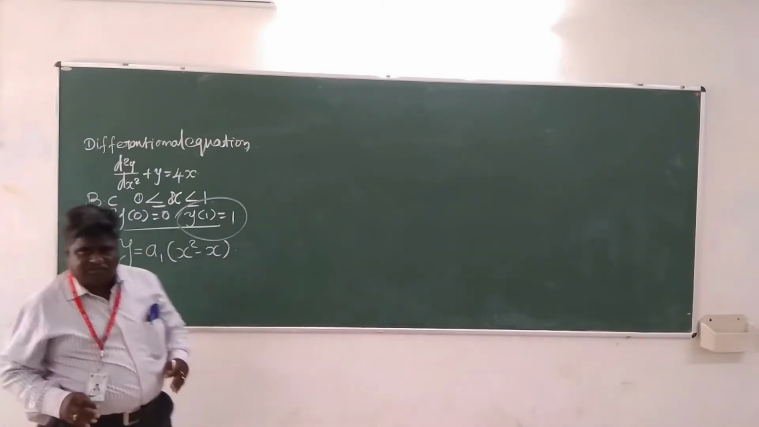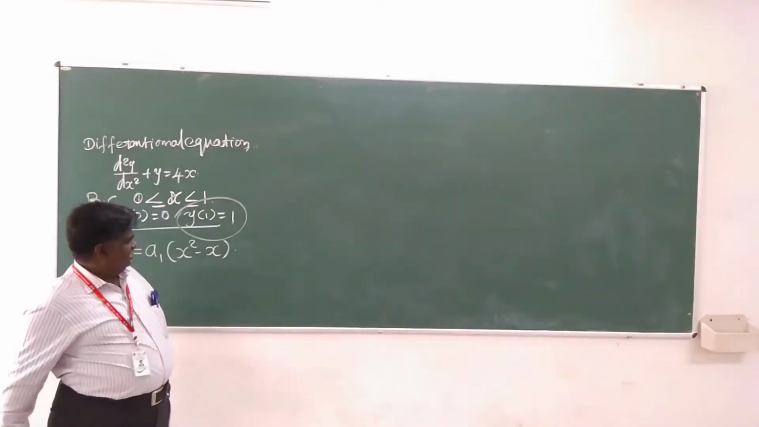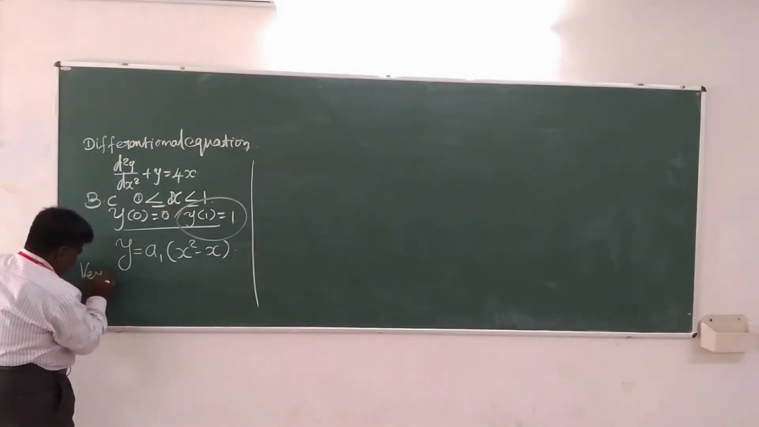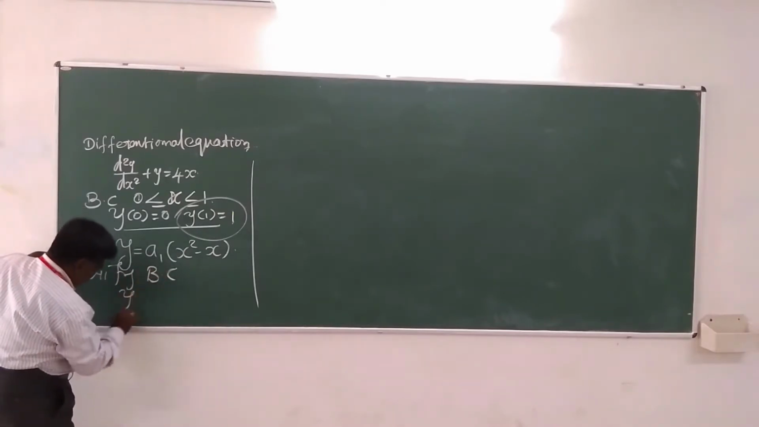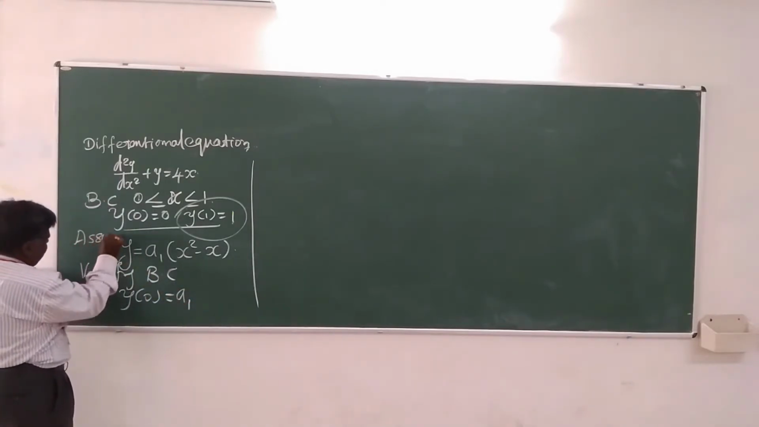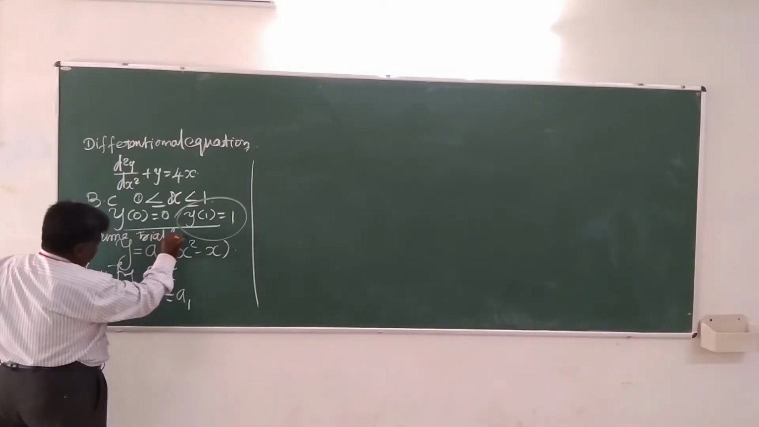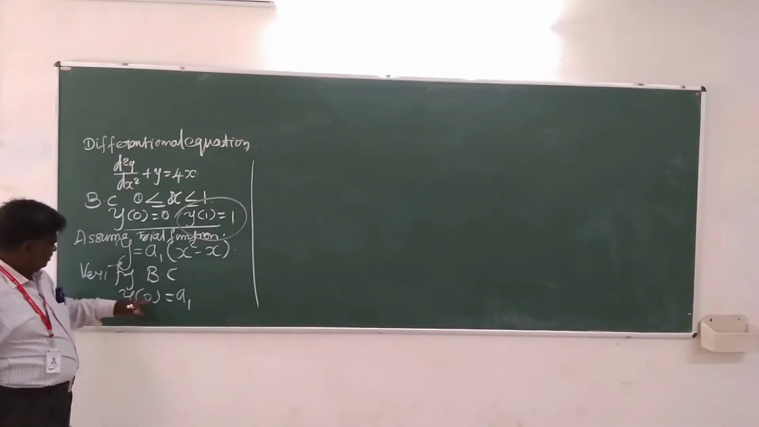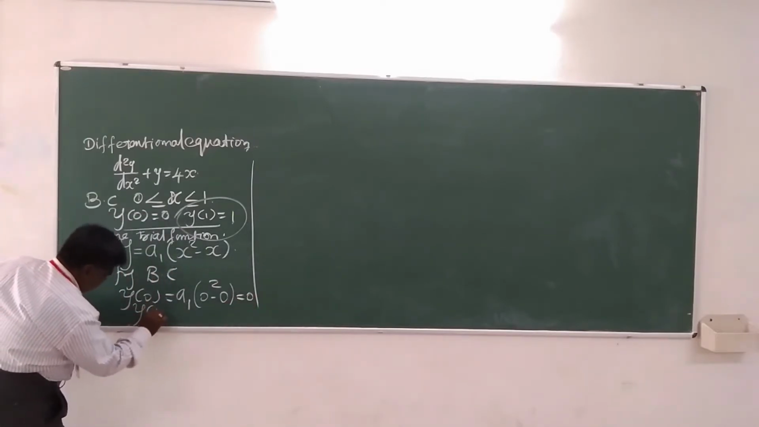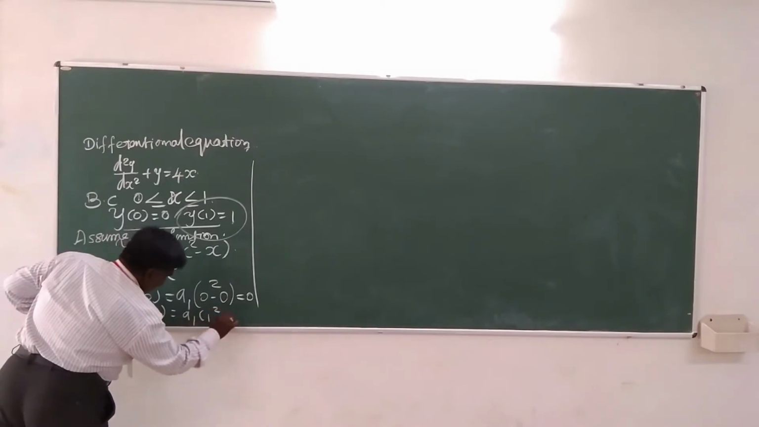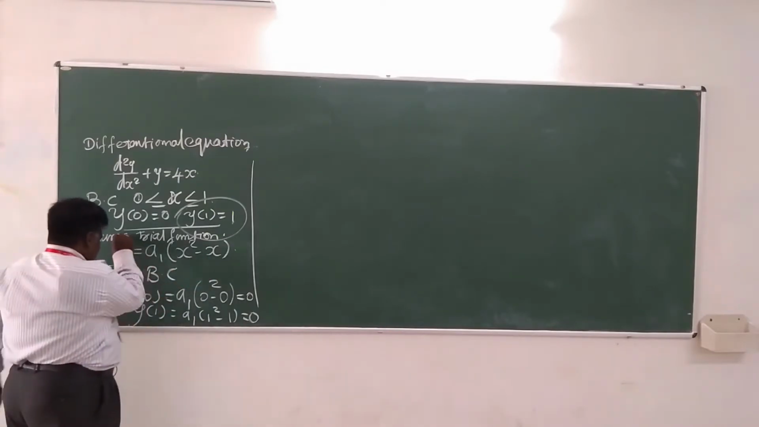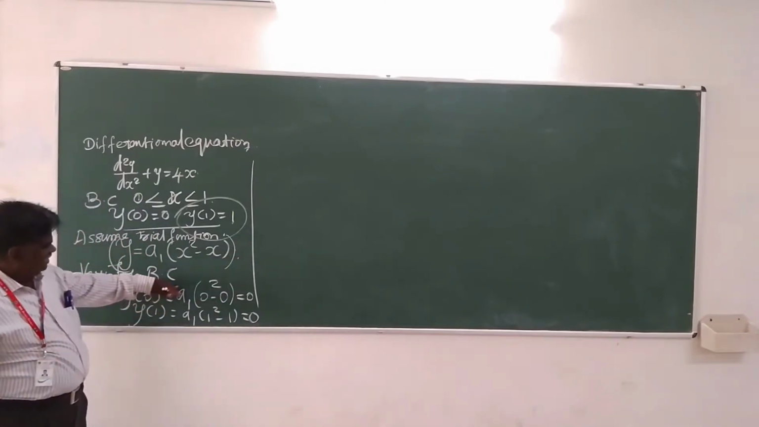In the weighted residual method, the first approach is to verify the boundary conditions based on the given conditions. Substitute into y of 0 from this assumed trial function equation: y of 0 equals 0. Then y of 1 equals a1 times (1 square minus 1), which equals 0. It is not satisfied.